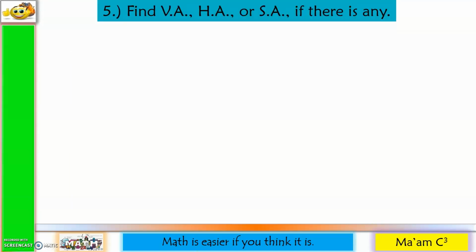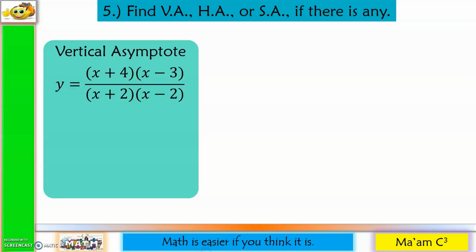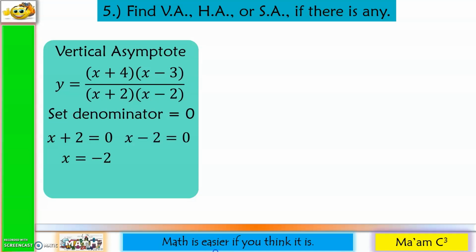Next step, find the vertical, horizontal, or slant asymptote if there is any. Let's start with the vertical asymptote. All we have to do is to equate our denominator to 0. So first factor, x plus 2 equals 0, x equals -2. Second factor, x minus 2 equals 0, x equals positive 2. So we have two vertical asymptotes, x equals negative 2 and x equals 2.